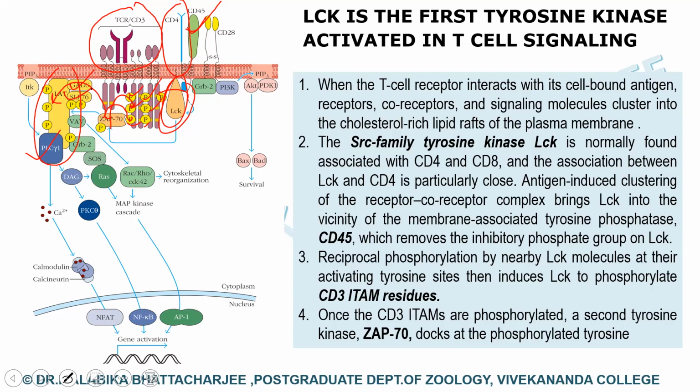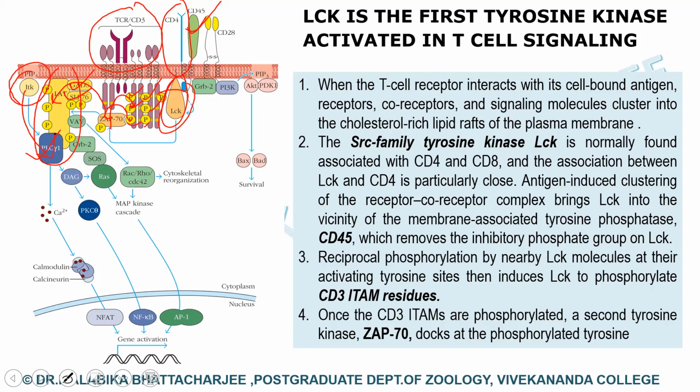Now, once PLC gamma comes and binds to LAT, the PLC gamma is further activated by tyrosine phosphorylation mediated by a kinase known as TEC kinase. You can see ITK. So PLC gamma is phosphorylated by TEC kinase.